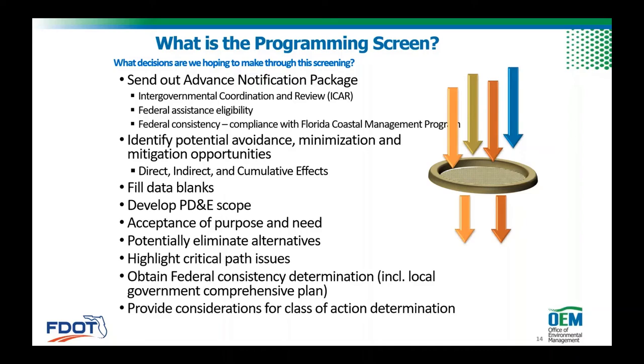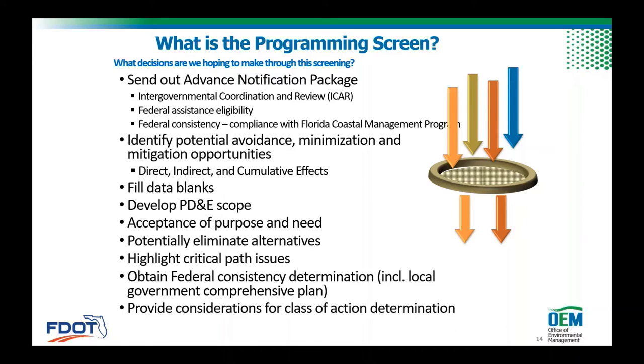It also highlights critical path issues. You know, is there going to be a lot of relocations? That might be a critical path issue for us because we're going to have to acquire that land, and there's a process associated with that. You know, really understanding all that. You're going to get your federal consistency determination, which is also tied to the government comp plan. So this is also going out through DEP to our state partners, and they're letting us know whether or not the project's consistent with their plans.